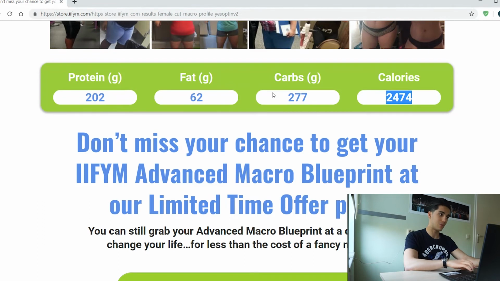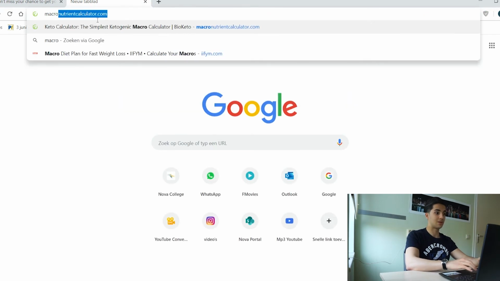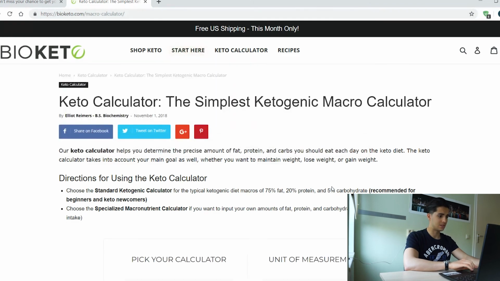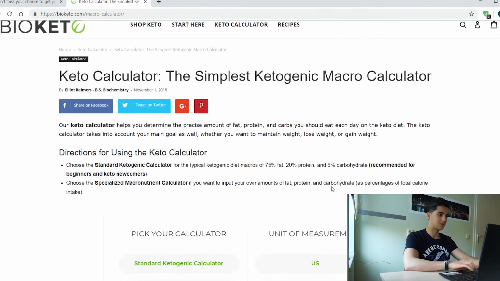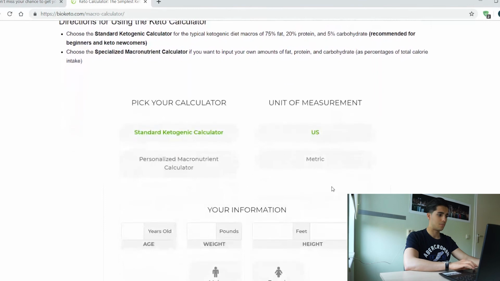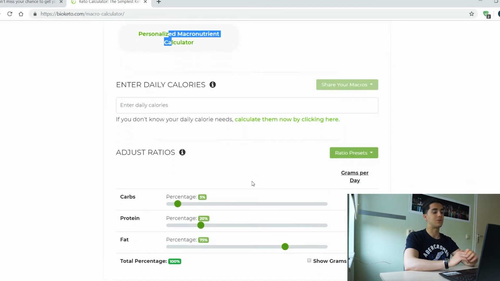Over here they are giving you macros, that's fine and all, but what I personally like to do is go to another website, and it is macronutrientcalculator.com. It says keto calculator, but it isn't. Now it kind of is if you choose for it. So what we will do is go to personalized macronutrient calculator. You click on this. They're asking you to enter your daily calories, so your TDEE.